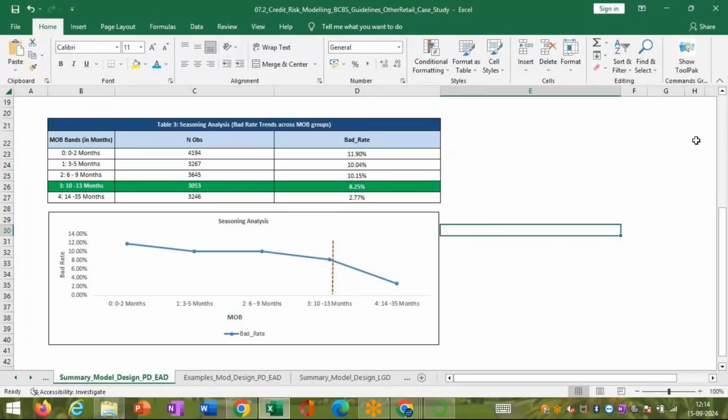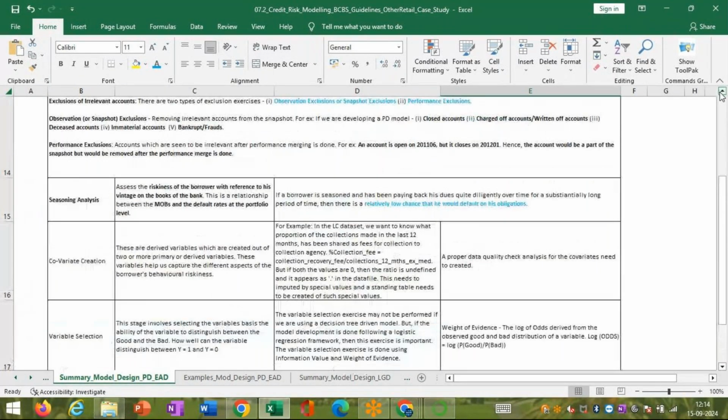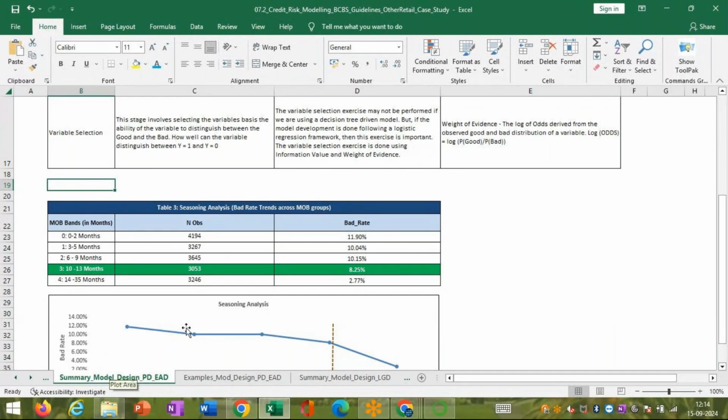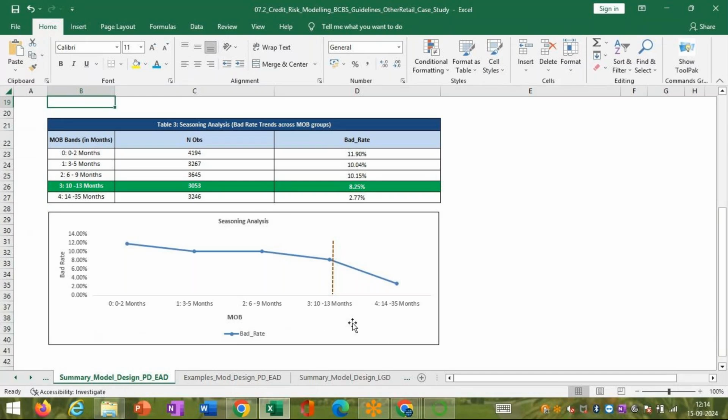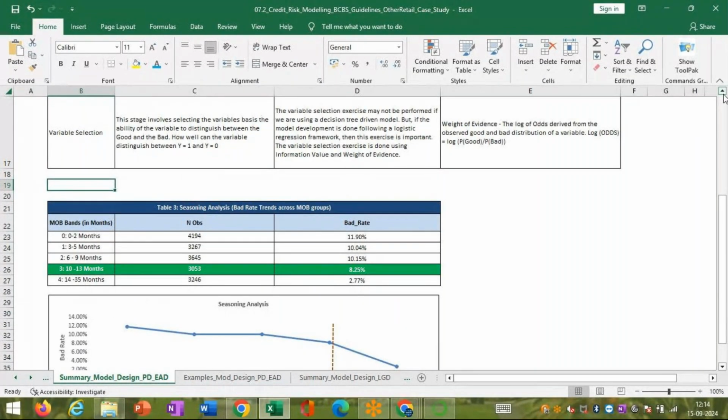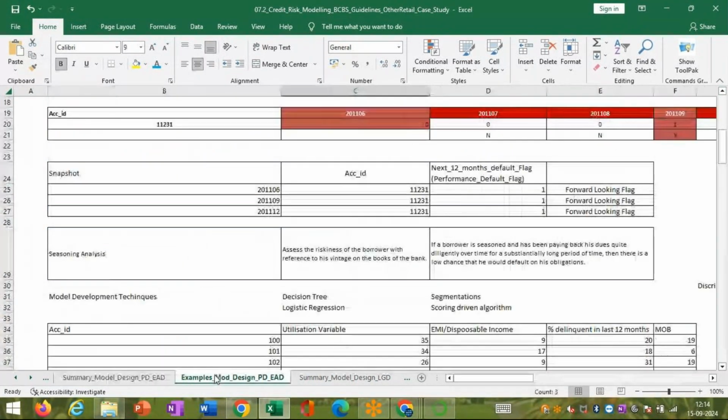Over here we will try detailing the seasoning analysis, right? There is a time when there is a sharp fall in the default rate when you are mapping the months and the bad rates. So let's try to develop on this analysis right over here.